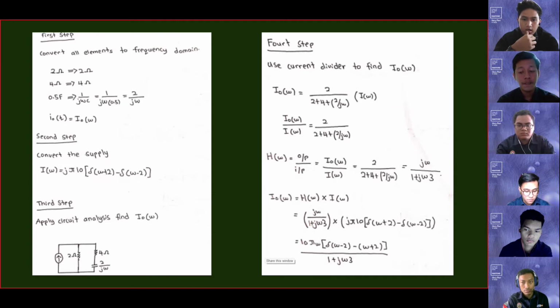Then we construct the transfer function equation. We get I naught omega equal to the transfer function multiplied by I omega. So I naught omega is 10 pi j omega multiplied by delta omega minus 2 minus delta omega plus 2, over 1 plus 3 j omega.